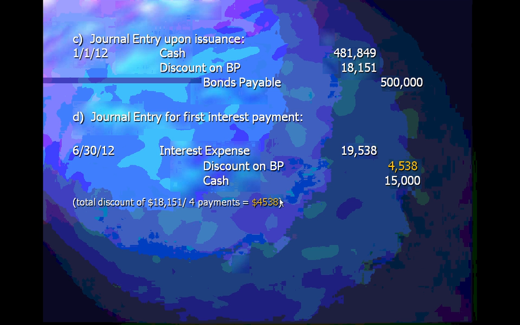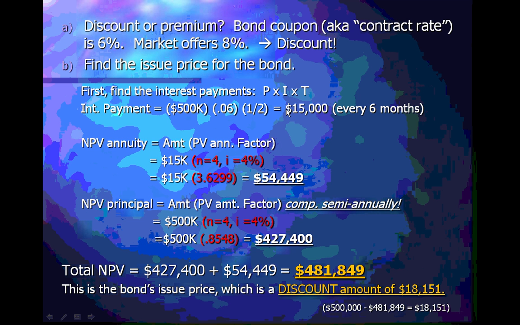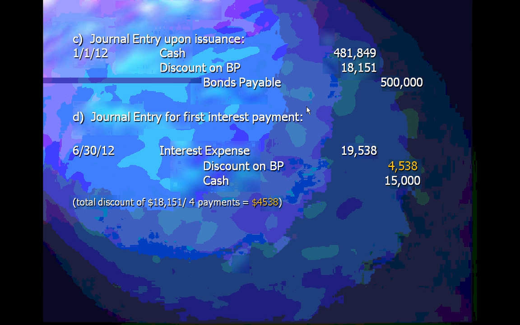Here's how this affects the interest payments. Okay? We know from a couple slides ago, I'm going backwards here, we know that the interest payments here are 15,000. And that's what we've been putting. Really what we need to put is the 15,000 cash, which does go out to the bondholders, but the actual cost on our books is not only the 15,000, it's 15,000 plus the discount spread out over the life of the bond. Since there's only 4 payments, we take 18,151, the total discount, divide by 4, because there's 4 periods, and you get 4538.